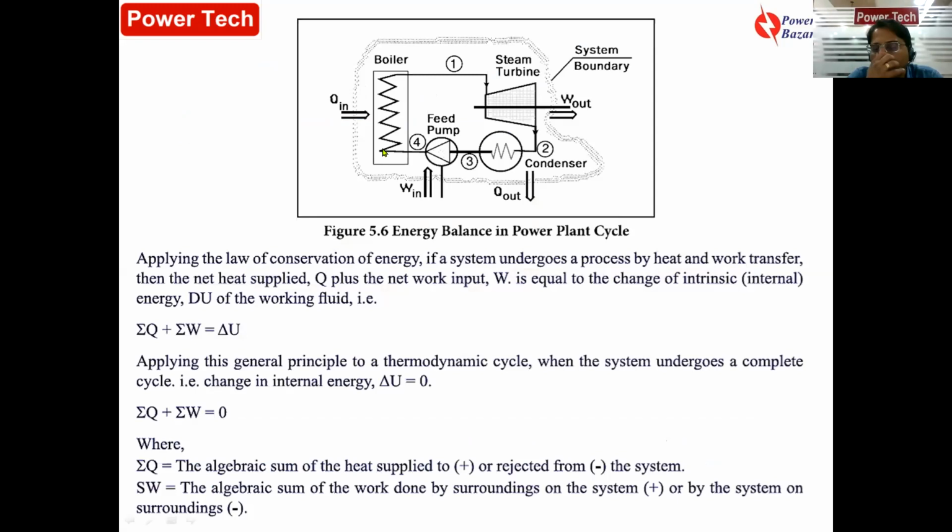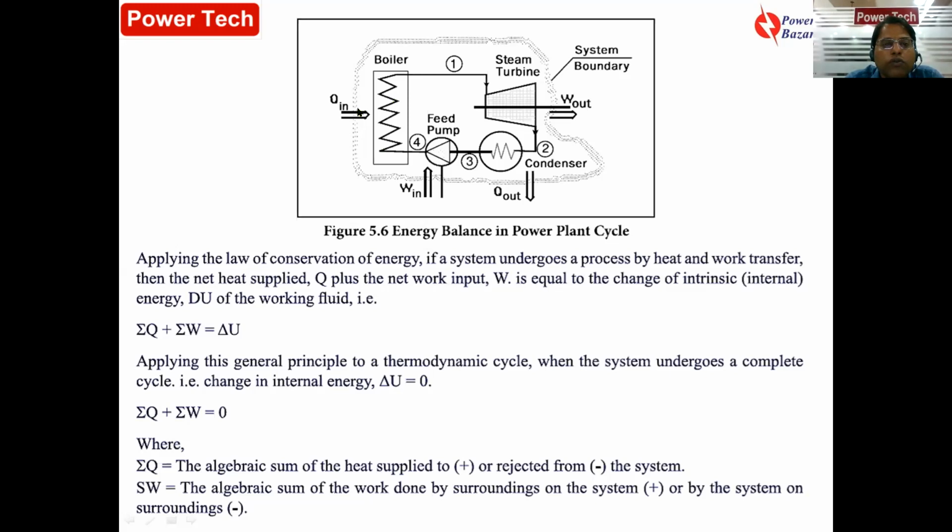Now, when you apply this energy or heat, what happens? There is an internal change in energy in the product or working fluid. That is known as dU, the change in intrinsic or internal energy of the working fluid in the system. Now see the energy balance in a power plant cycle.